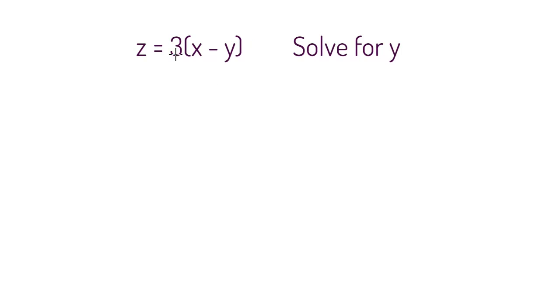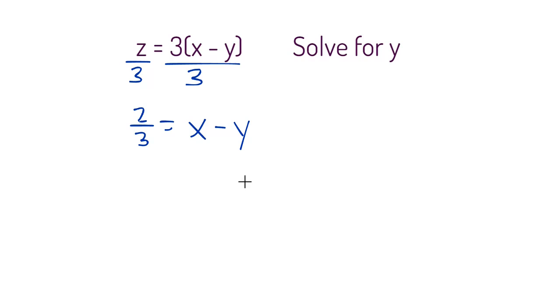In this case, it's 3 times all that, so we need to do the opposite. I'm going to divide by 3, and our new equation looks something like this. Notice there's nothing multiplying this expression x minus y, so we can get rid of the parentheses. And now we want to solve for y.